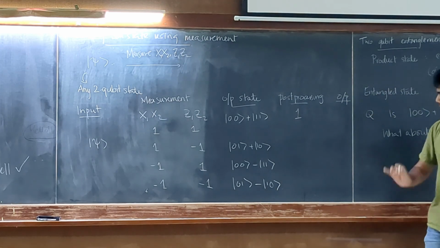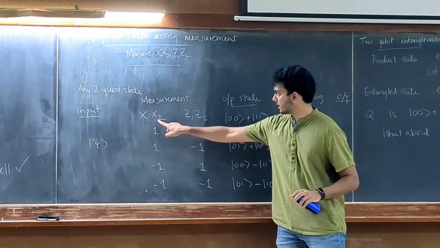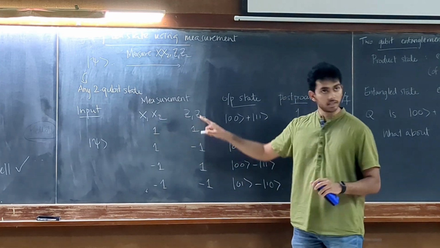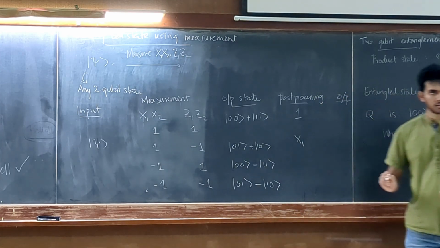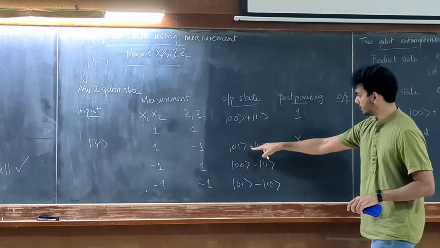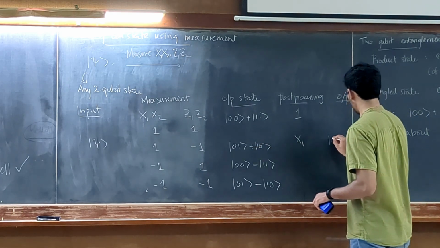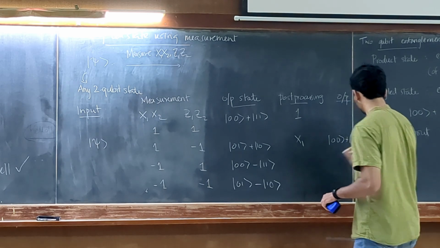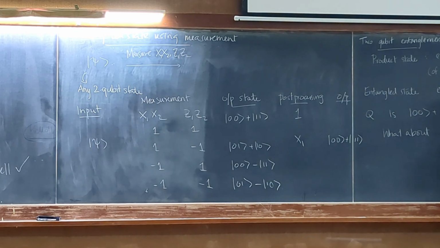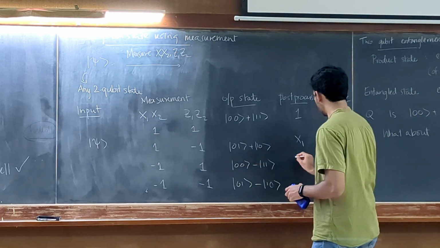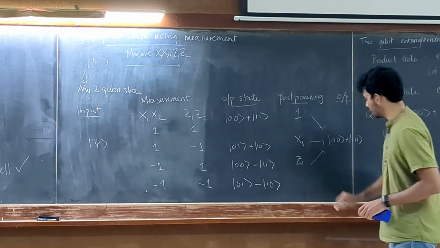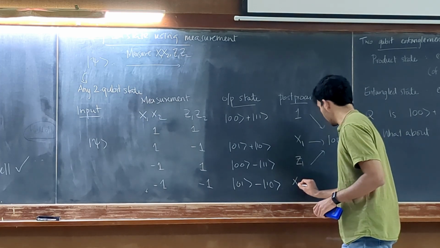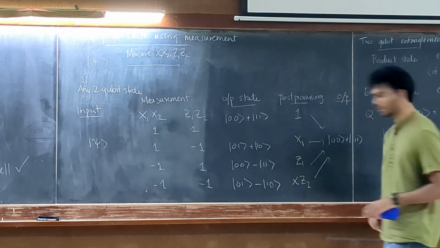I don't apply any unitary operator. But if my detector tells me that it measured 1 for this operator and minus 1 for this operator, I just apply X1. And when I apply X1 to this state, you can see that this becomes 0, 0 plus 1, 1. Is that clear? Similarly, you can show that I can apply Z1 to the state and it goes to the same state. And this one, X1, Z2, will give you the required output.